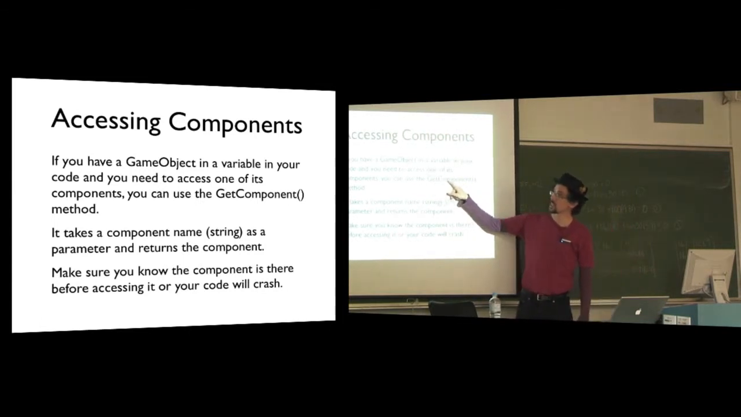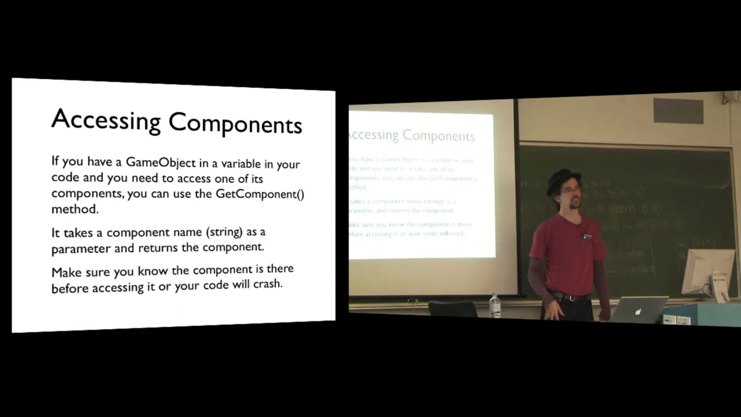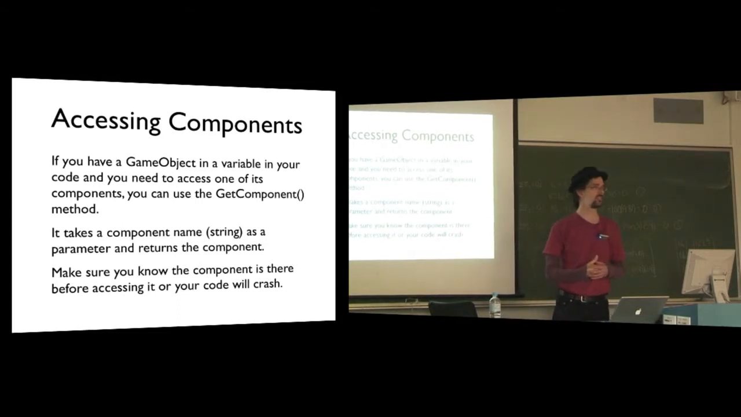GetComponent is on the game object, so for any game object you can get any of its components, and it'll take a name, which is a string, and return the component. You've got to make sure that the capitalization and spelling of the string is right. So if it's capital T Transform, you've got to put capital T Transform in GetComponent. And you've got to make sure that the component is there before accessing it. Obviously, not every object has every component.